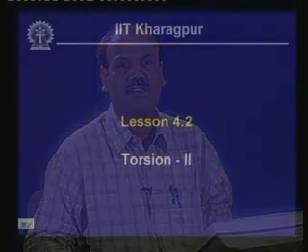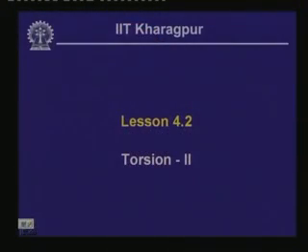Welcome to the second lesson of the fourth module, which is on torsion part 2. In the last lesson, which was on the first part of torsion, we saw some aspects of the torsional moment applied on a bar, where the cross section is a solid circular one, and we saw the effect of the torsional moment on such a bar.